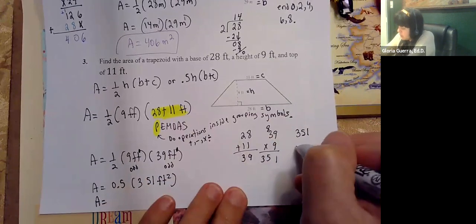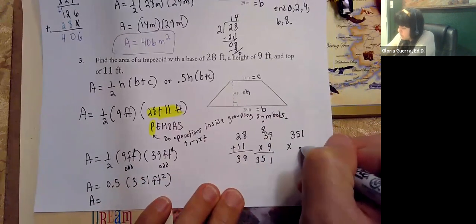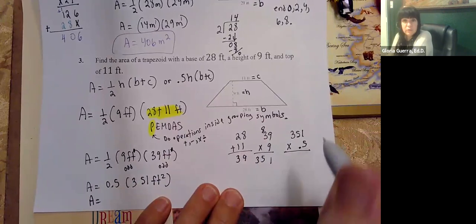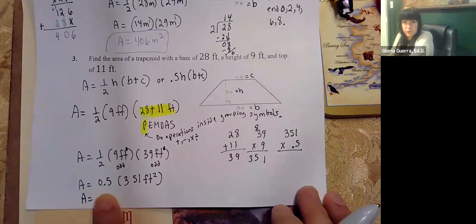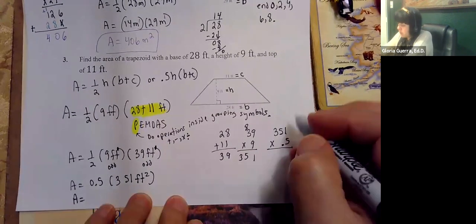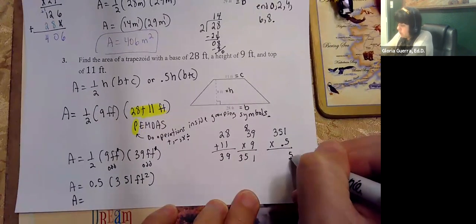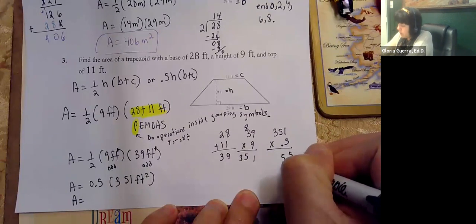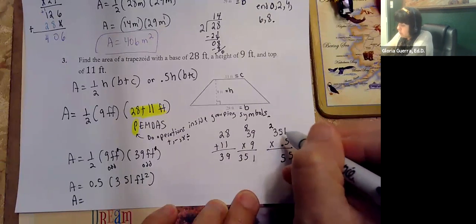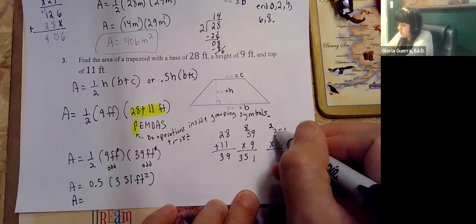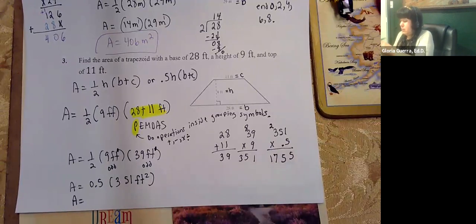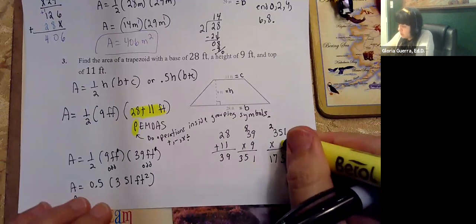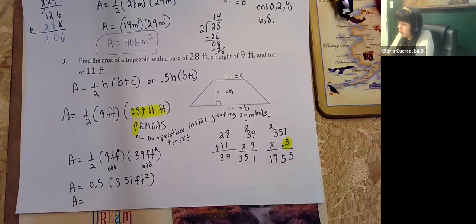351 times 0.5. So I don't really need that 0 in the front. It's just being really formal. And so I'm going to just put 0.5. And so I'm going to multiply 5 times 1 is 5. 5 times 5 is 25. Carry the 2. 5 times 3 is 15, plus 2 is 17. And then I'm going to count my decimal moves, and I only have one decimal move.